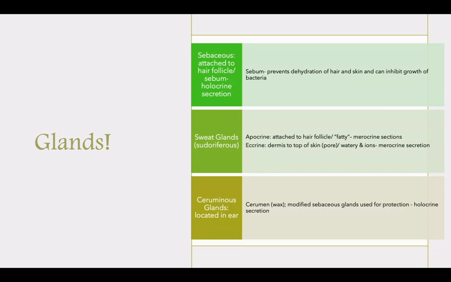Anyways, what these guys are is essentially a modified sebaceous gland, and they're used for protection. They can basically trap foreign bodies as well as insects. Gotta remember that. Insects want to crawl in our ear canals so badly, and thanks to earwax, thanks to cerumen, we have something to trap it and to help protect us. Okay, so this wax is going to be secreted via holocrine secretion, just like the sebaceous glands and the sebum.